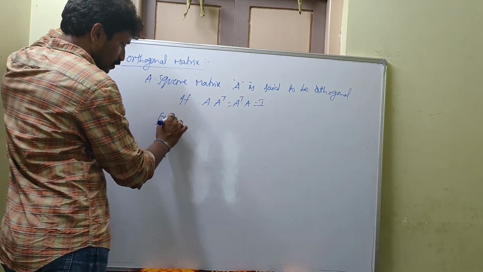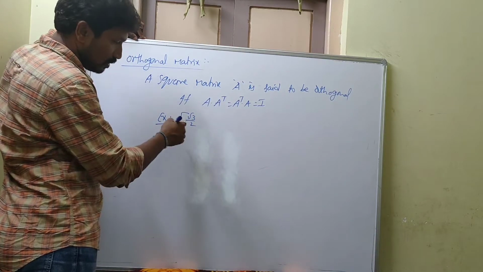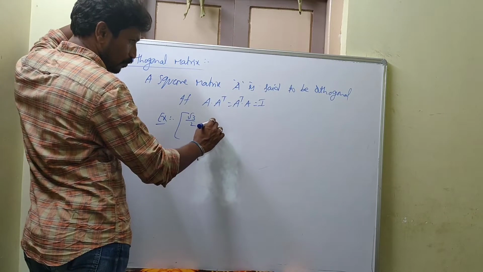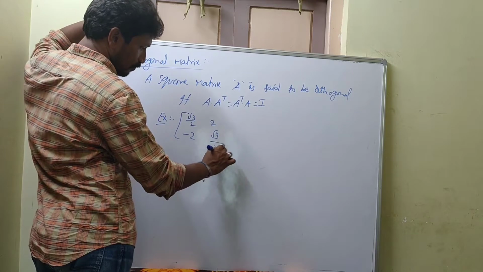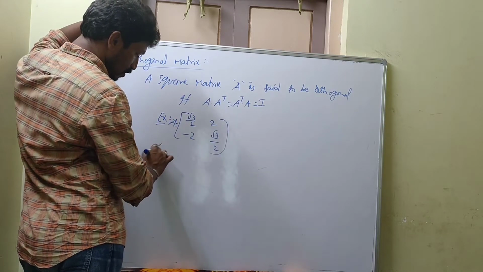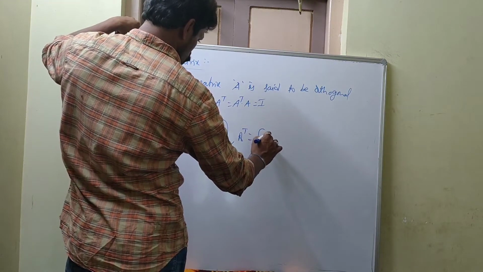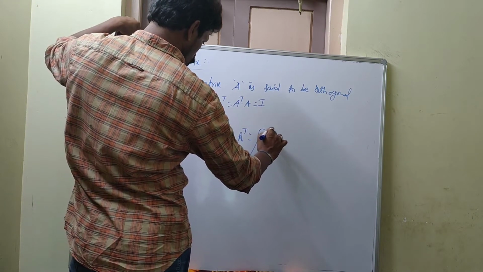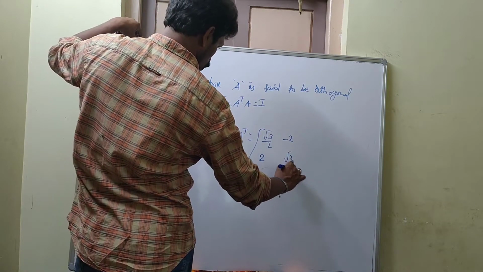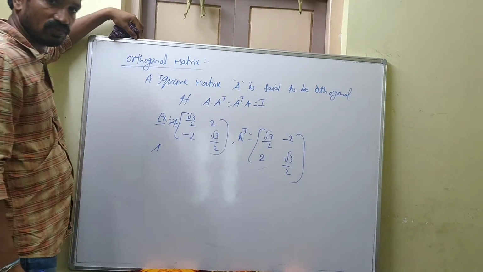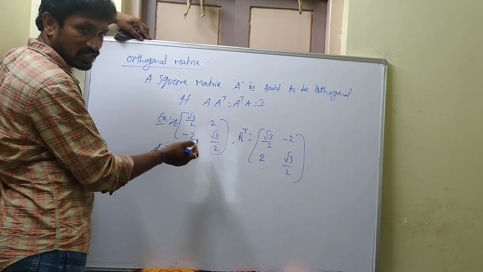So take one example for the orthogonal matrix. Already we know about this matrix: root 3 by 2, 2 minus 2, root 3 by 2. If you take this matrix, let us take some A. What is A transpose? Root 3 by 2, 2 minus 2, root 3 by 2. If you multiply these two matrices, this is one of the examples.